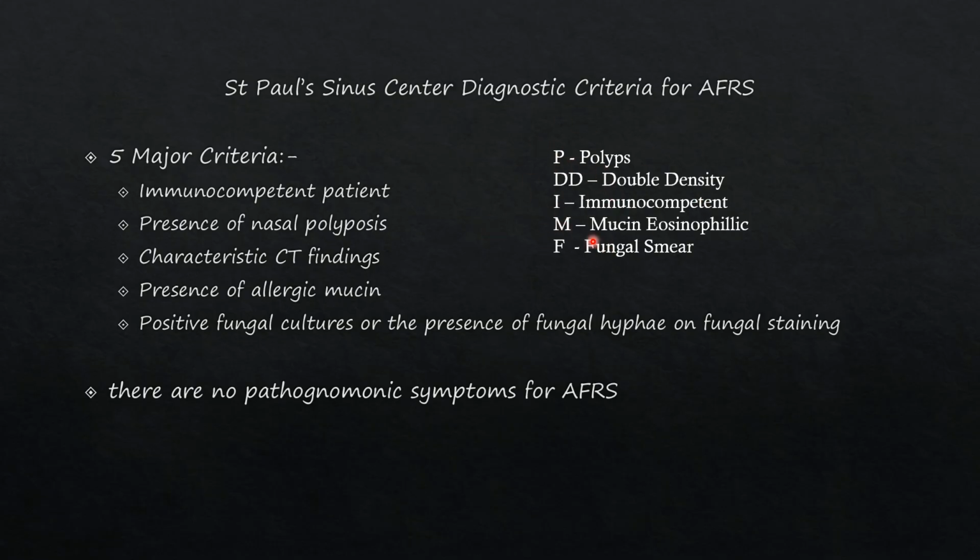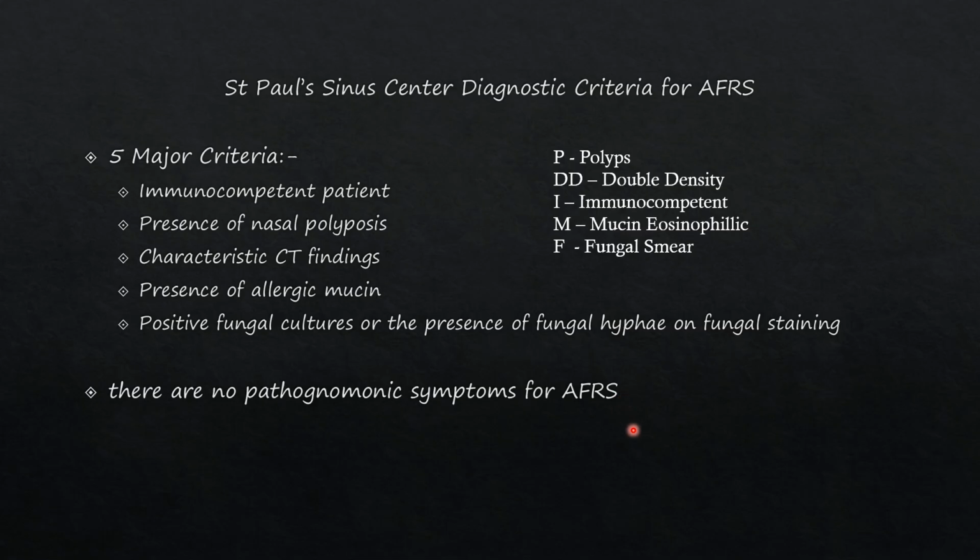So PDD is immunocompetent, since we know that IgE and type 1 response is no longer favored. So we won't say that the patient must have IgE response or must have type 1 response. So immunocompetent is what we have included in this. Polyps, double density, which is found on CT. An immunocompetent patient with mucin which has eosinophils and a fungal smear. This will be the criteria.